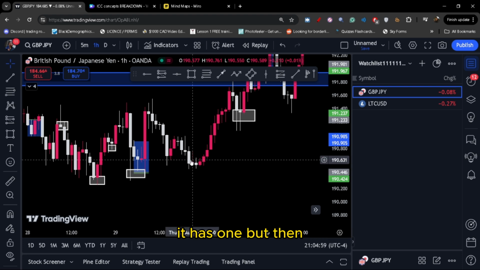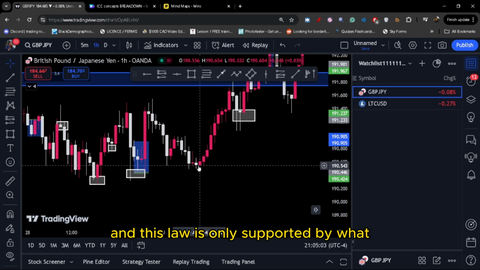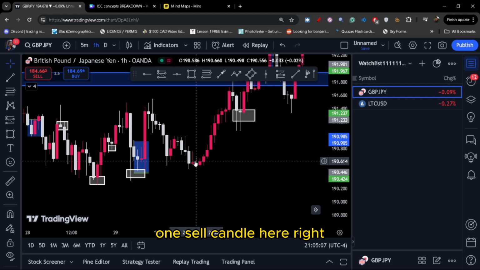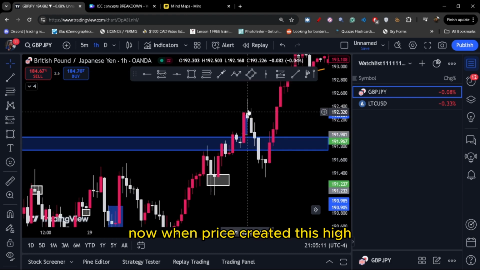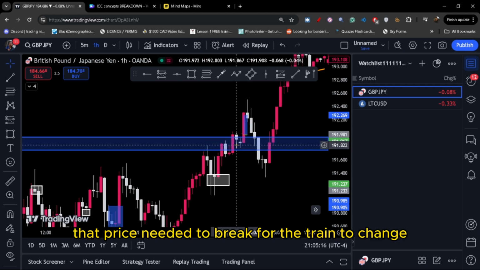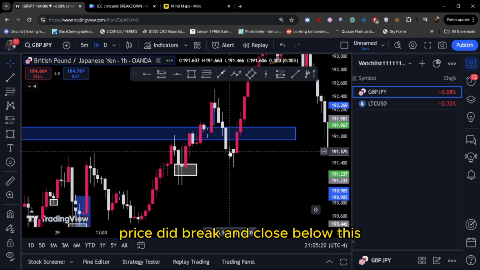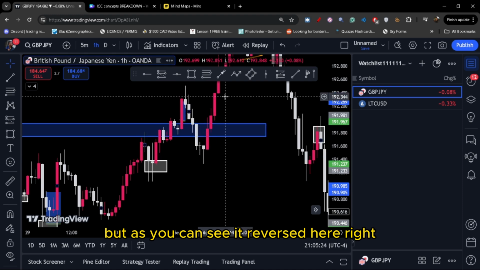It has one, but even here it cannot, because this is the low right here, and this low is only supported by what? One sell candle here. In this case, this was the actual low. Now, when price created this high, this was the low that price needed to break for the trend to change. Price did break and close below this, but as you can see, it reversed here.